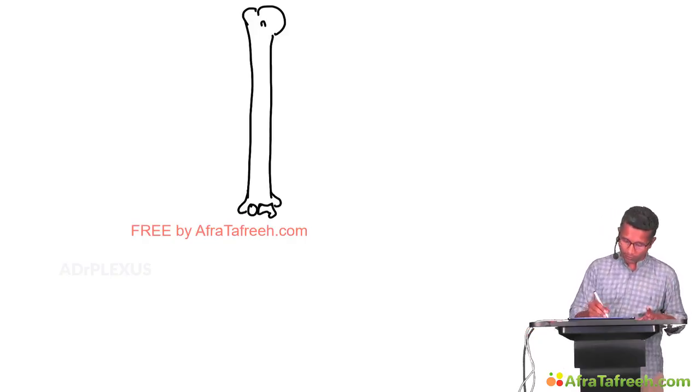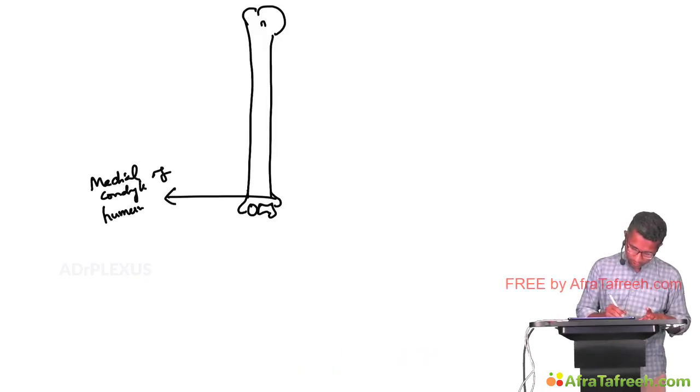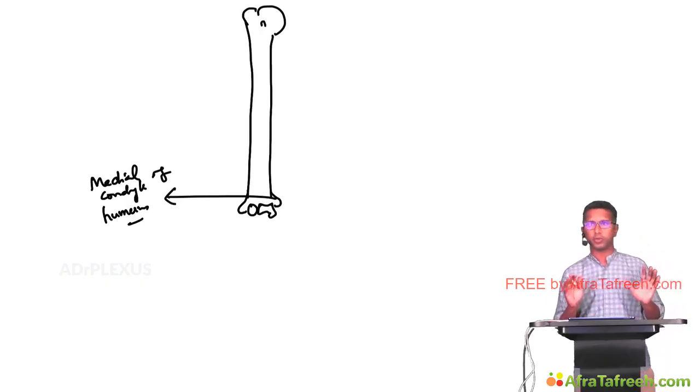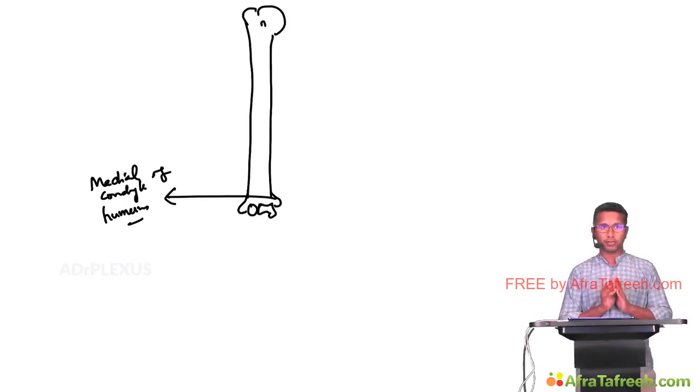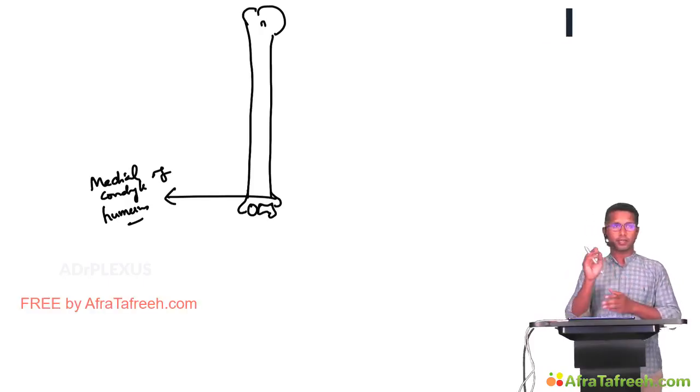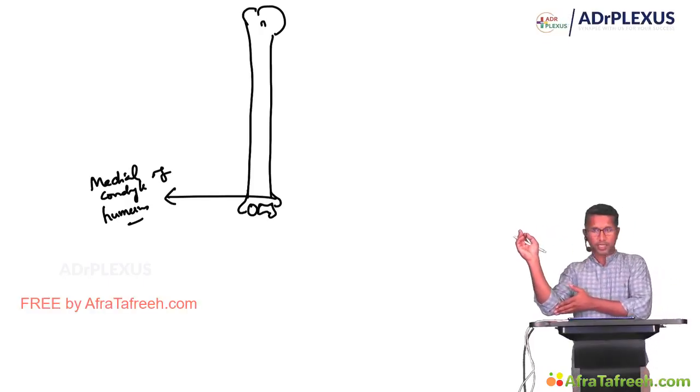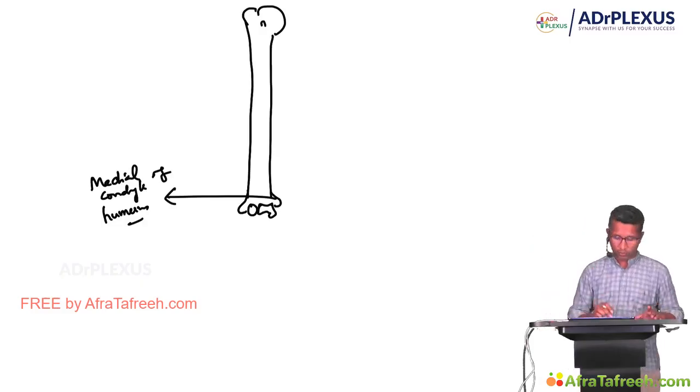In this bone, the most important structure we need to understand is this one. I'll mark this part: this is the medial condyle of the humerus. This you must understand. I am not telling you the other parts here. I don't want you to remember other parts for the ulnar nerve, but you should know that there is a bony prominence on the medial side, called the medial condyle of the humerus.